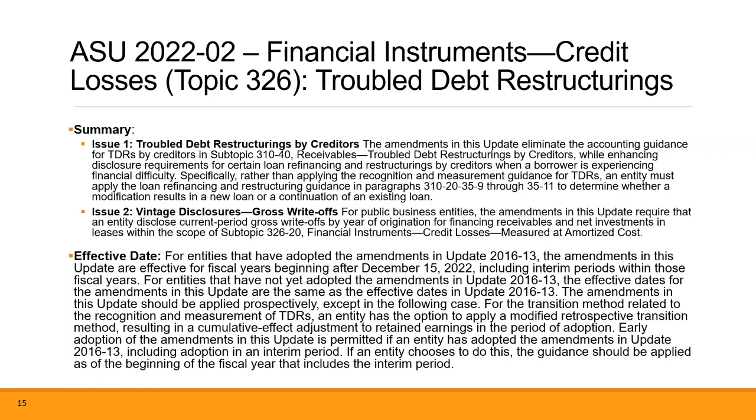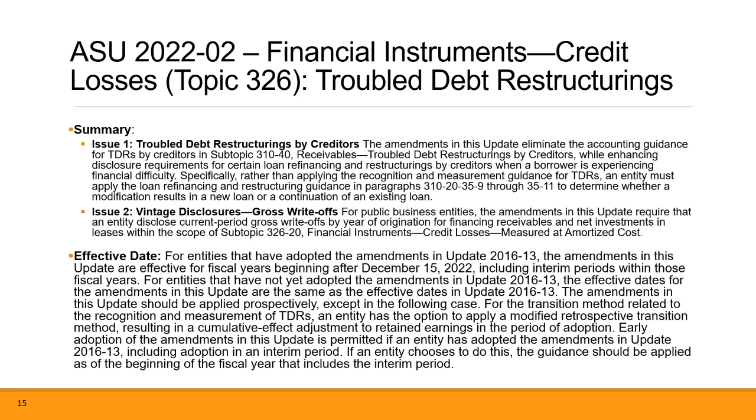And this ASU was issued to address 2 different issues. Issue number 1 was troubled debt restructurings by creditors. The amendments in update 2016-13 require that an entity measure and record the lifetime expected credit losses on an asset that is within the scope of the update upon origination or acquisition. And as a result, credit losses from loans modified as troubled debt restructurings, or TDRs, have been incorporated into the allowance for credit losses. Investors and preparers observed that the additional designation of a loan modification as a TDR and the related accounting are unnecessarily complex and no longer provide decision useful information.